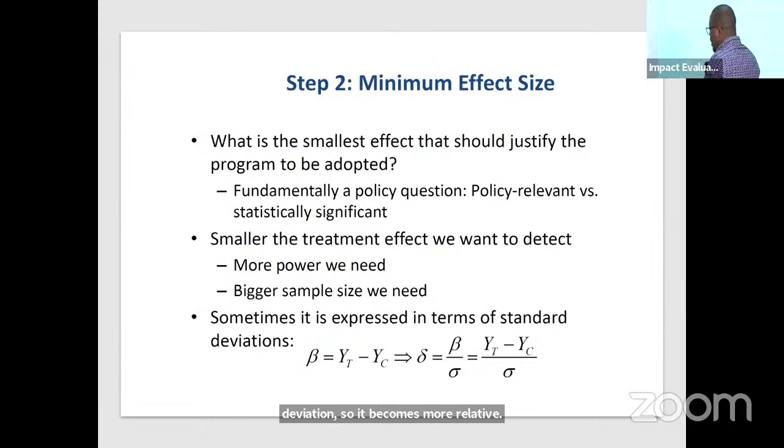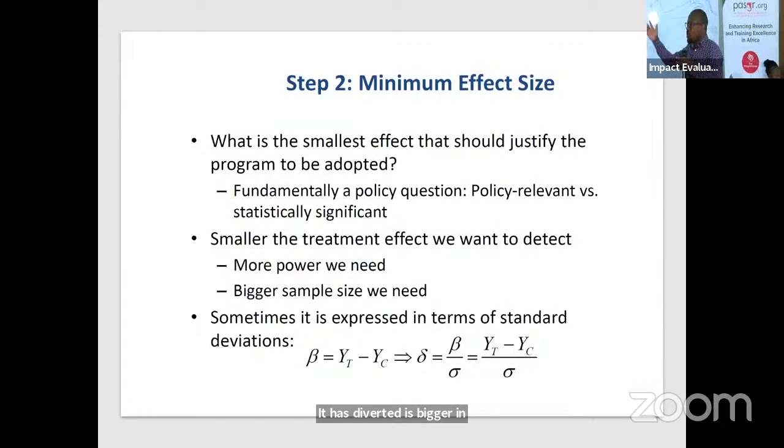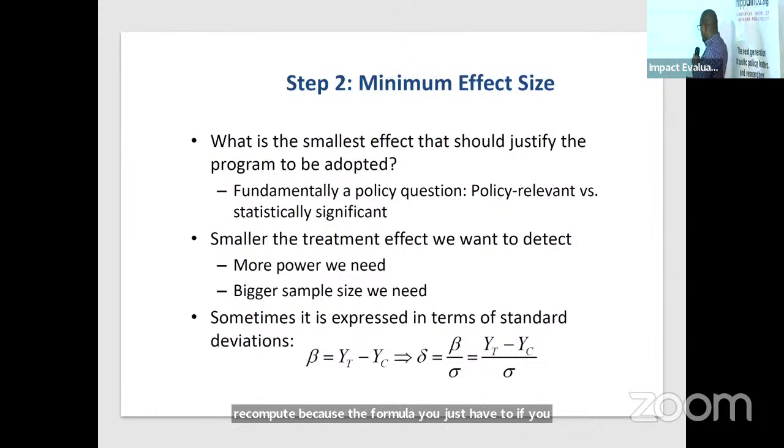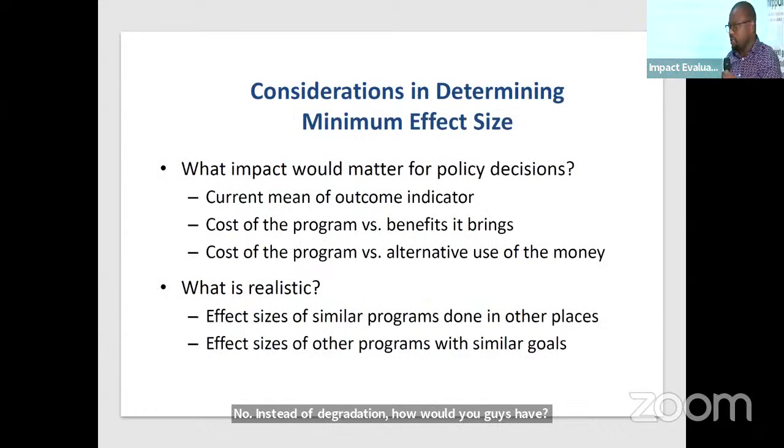When I say impact has increased by 0.5 standard deviation, it means the size of the impact from the mean, and in this case the mean is 0, it has diverted, is bigger in this magnitude, 0.5, 0.6, 1.2 standard deviation. And you can recompute because this is the formula. If you have the standard deviation here and here, you put it there, you recompute the absolute magnitude. Okay? Not in standard deviation. Are we together? Don't mind the math, but you are getting the key messages.